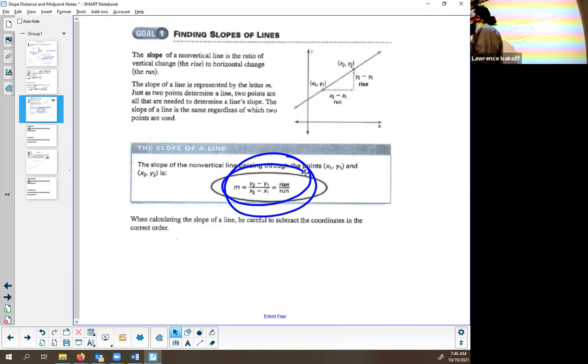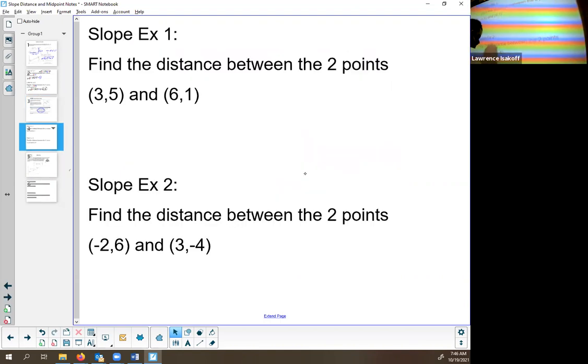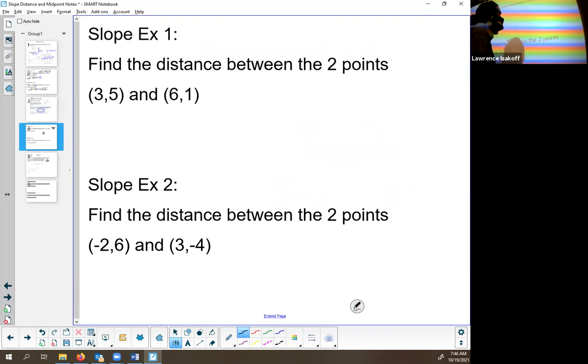Now that formula should feel pretty familiar, right? Distance formula, I know we might have seen it in the past, but not as much. Slope we've definitely seen before. So let's take a look at some examples utilizing the slope formula.